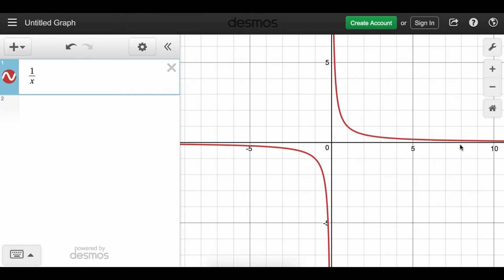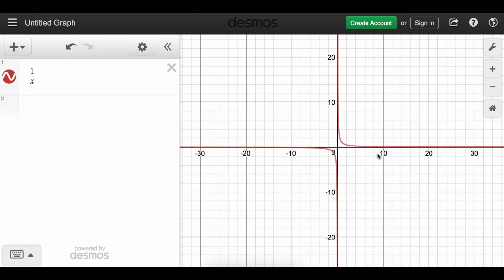As you can see, let's zoom out, the function gets closer and closer to 0. As you can see right here, the x value that I've put into the function is 14.6. The y value that I get is 0.068.